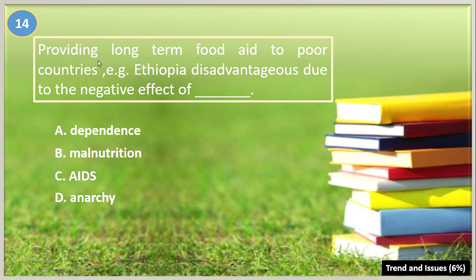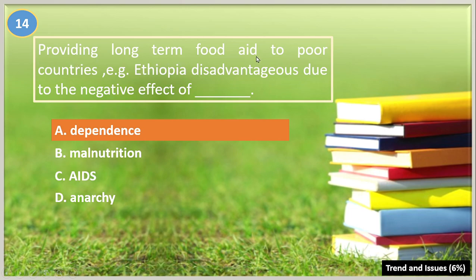14. Providing long-term food aid to poor countries Ethiopia disadvantages due to the negative effect of blank. A. Dependence. B. Malnutrition. C. AIDS. And D. Anarchy. The answer is letter A, dependence. Let us read the question again.